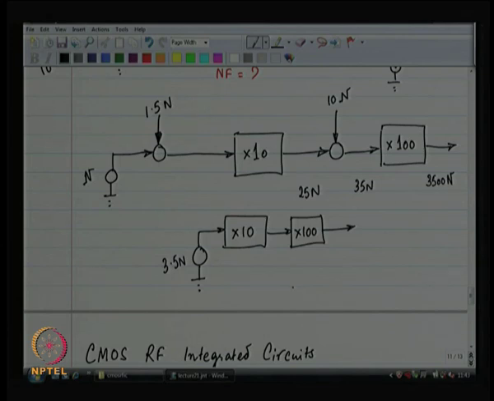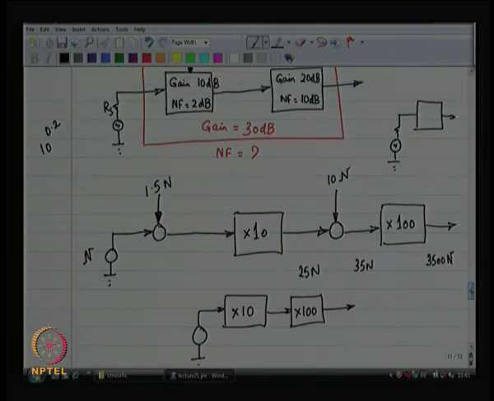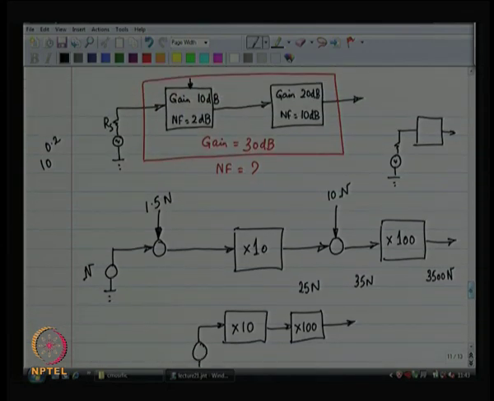We have made a mistake. We have made a couple of mistakes in fact. Okay. Sorry, noise figure of 2 dB. What does this mean? That the input referred noise of the first stage is 1.5 times n. So, 1.5 times n is the input referred noise, which means 0.5 n needs to be added, n is already coming from the source. All right, this is mistake number 1.